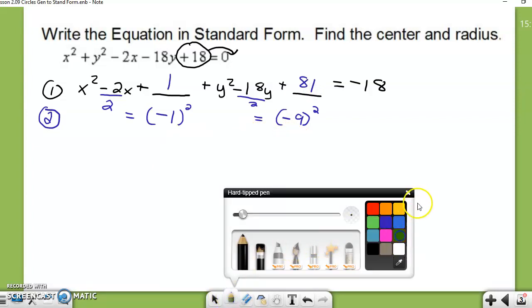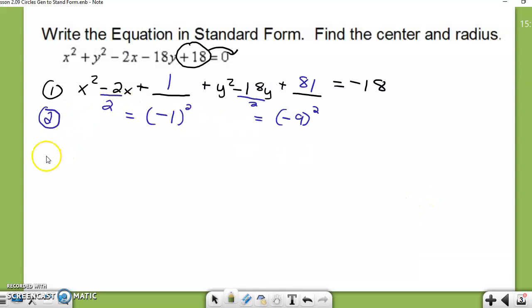What do I do next? Remember, I'm trying to get to standard form. So let's see.